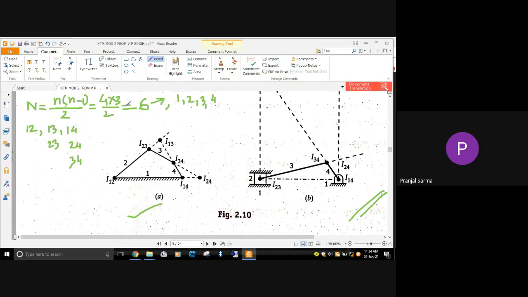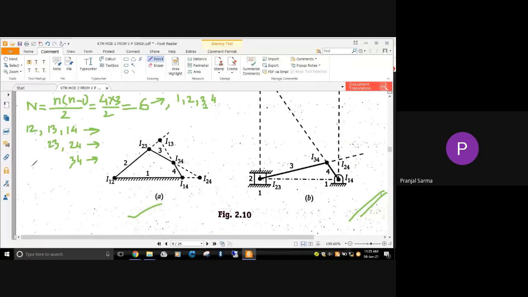From this expression we have obtained that there should be 6, and we have named the 6. Between 1 and 2 I12, between 1 and 3 I13, between 1 and 4 I14. For 1 it is done. Similarly I23, then I24, and I34. So these are the 6 instantaneous centers. That means naming is also done.